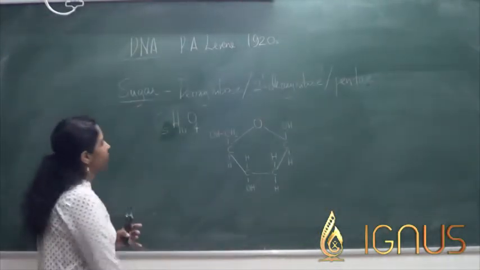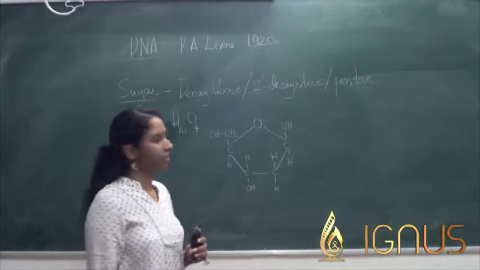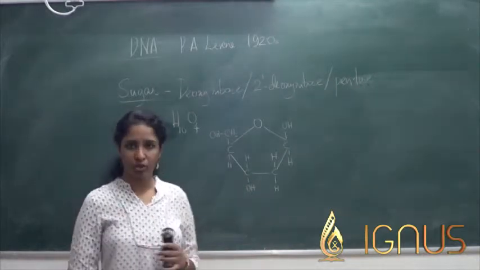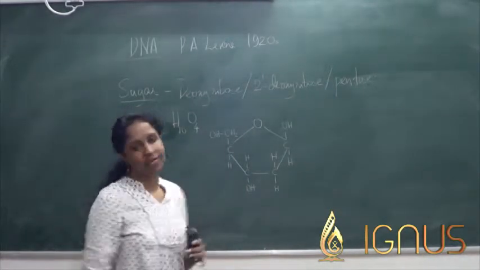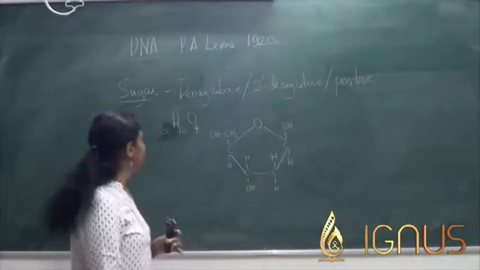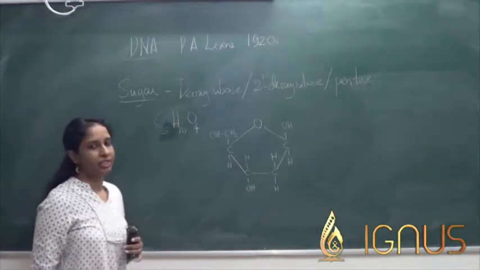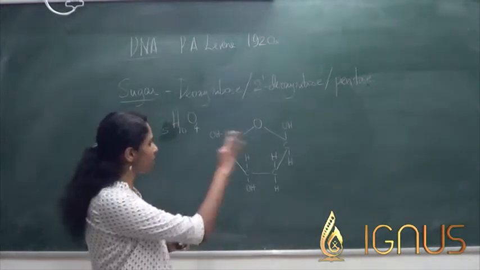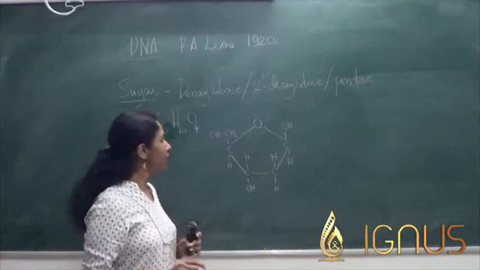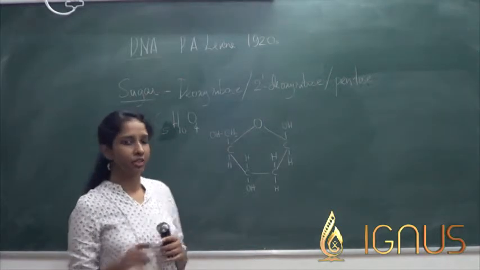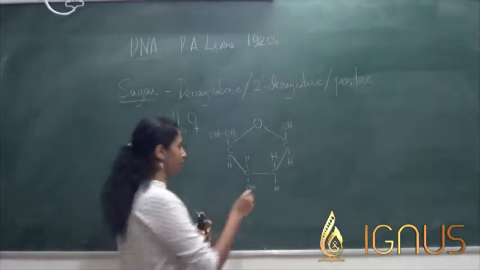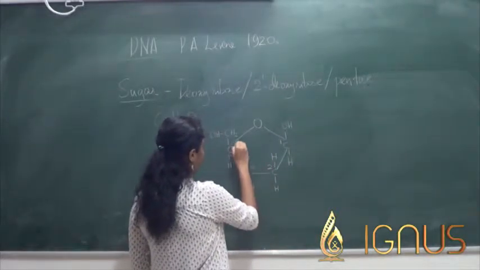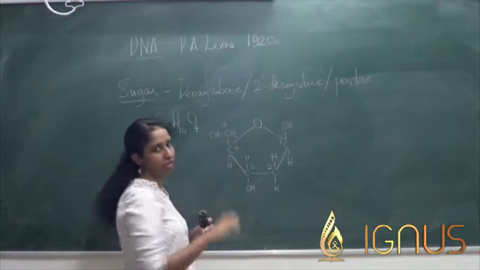Now the sugar that is found in DNA is the deoxyribose, also known as the 2'-deoxyribose or pentose sugar, because it has 5 carbon atoms on the whole. The chemical formula is C5H10O4. It's a cyclic furanose structure. Now the numbering of the carbon atoms on this cyclic furanose structure starts from the first carbon atom here, second, third, fourth, and the fifth carbon atom.